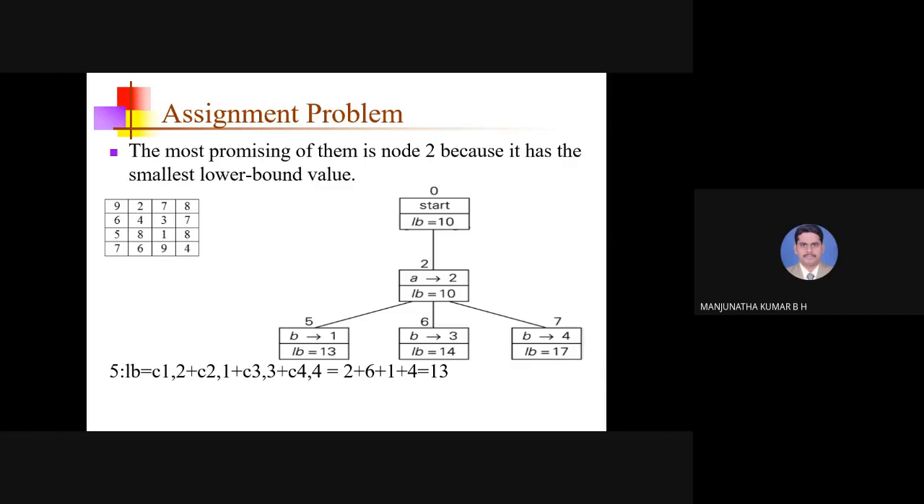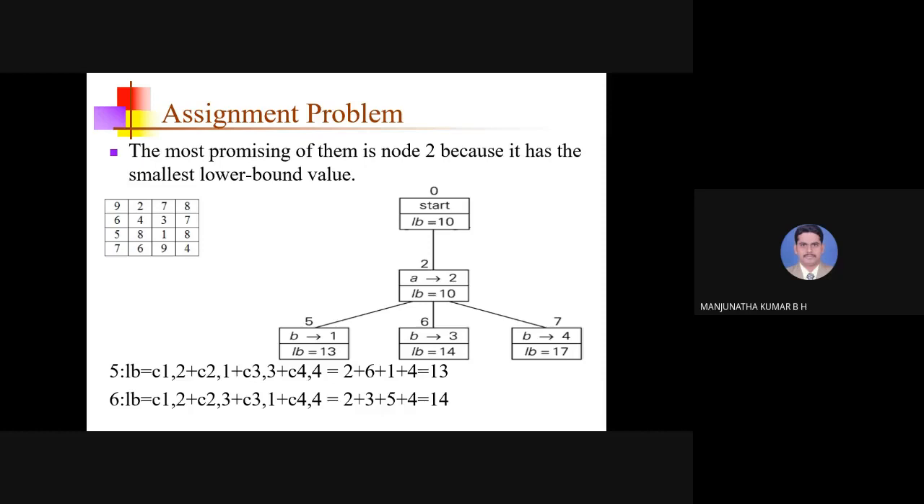I hope the calculation is clear. If it is not clear, you see the next calculation. Node 6. Node 6, how is it calculated? First term C1 comma 2. It is fixed now. Second term is you assign job 3 to person B. Job 3 to person B means in the second row. I am talking about person B now. See the second row. In the second row, if I assign job 3 to person B, what will be the cost? It will be 3. So 2 plus 3 plus.